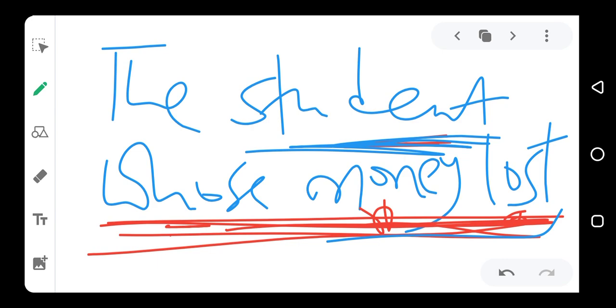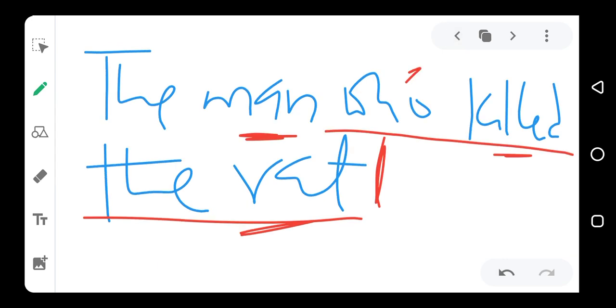If you have the student, the sentence is still okay. We still know what we are talking about. We're still talking about the student. But when we have whose money lost, it's giving us more insight about the student. Maybe there are many students there, but we are talking about the one whose money lost. In this example, the man who killed the rat, there are other men there, but the one we are talking about is the one that killed the rat.